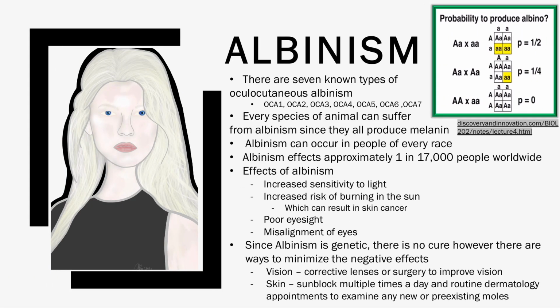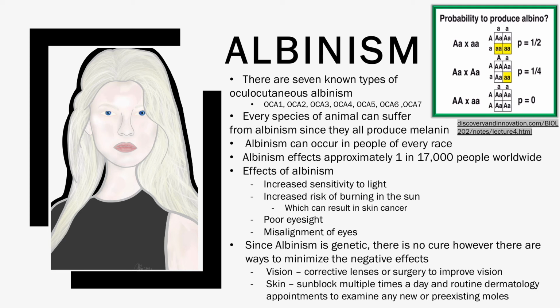There are 7 known types of oculocutaneous albinism. Oculocutaneous albinism is the most common type of albinism. If you split up the word oculocutaneous, you get oculo, which means eyes, and cutaneous, which means skin, which means that this type of albinism affects the pigment in eyes, skin, and although it's not mentioned, hair.